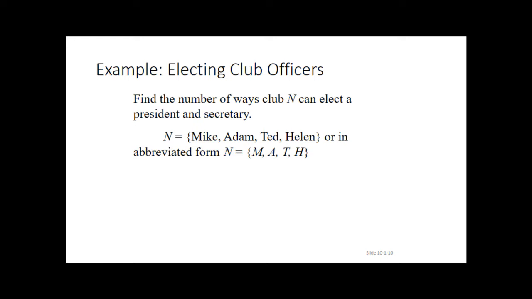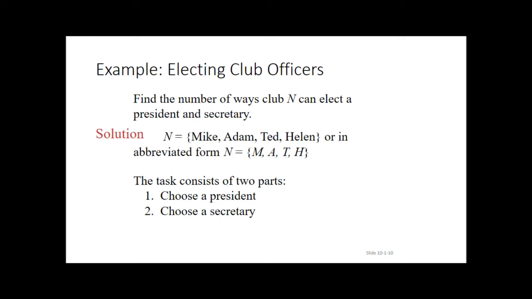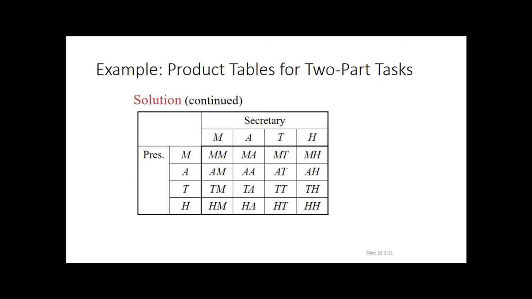You can figure that out again with a product table. It's a 2-part task, so you can use a product table. The 2 parts I'm referring to, by the way, are choose a president and choose a secretary. So here's the product table that we could draw. President options: M, A, T, and H. Secretary options: M, A, T, and H.